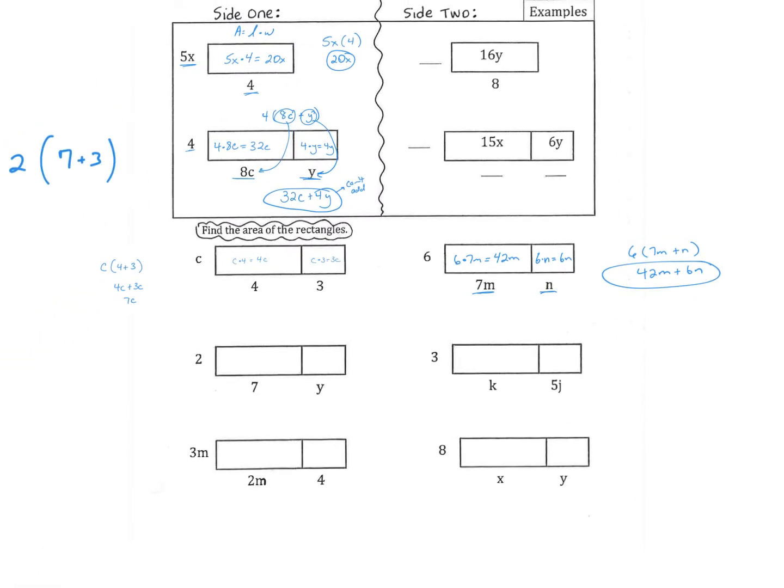Okay, I want you to go ahead and pause the video. You can cross out this bottom left one. We're not going to do that one. But I do want you to go ahead and do the next 3. Think about what it would look like before you set up the area model. What does that initial distributive property problem look like? Then go ahead and apply the area model.